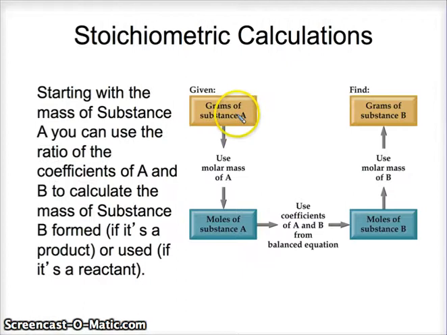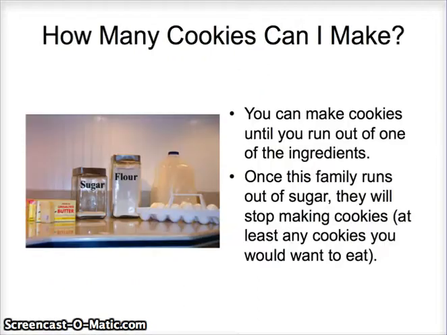Now, remember when we do stoichiometry, we always start with substance A. We convert it to moles. We use the molar ratio to get from moles of substance A to moles of substance B, and then we get out of moles to get grams or whatever it is we're trying to solve for. Now, the reason we care about this is limiting reactants. Whenever we do chemistry normally, we're dealing with a limiting reactant. We're trying to figure out how much of something is going to give us something else.